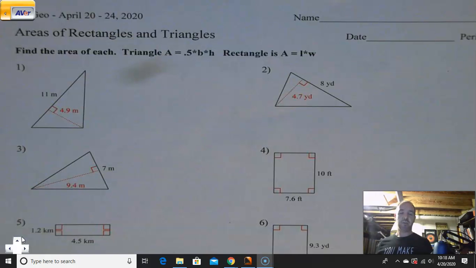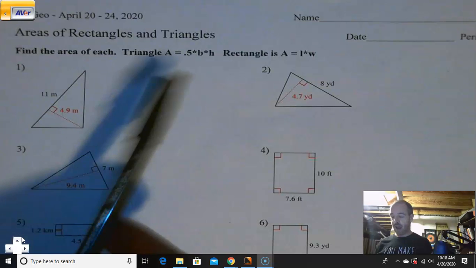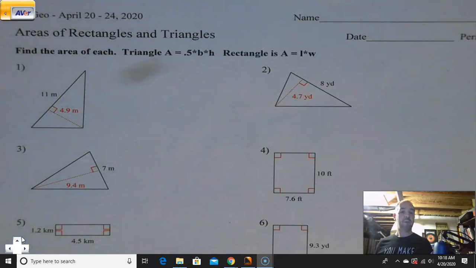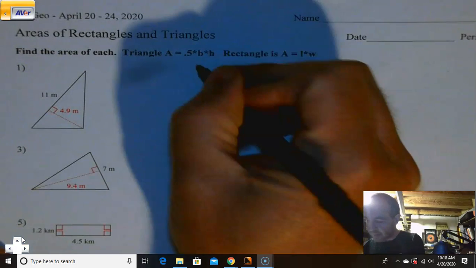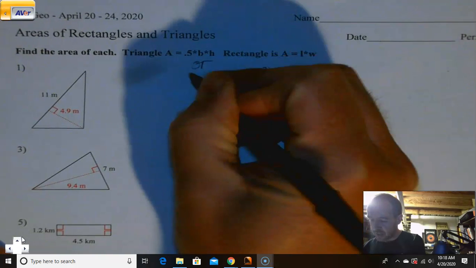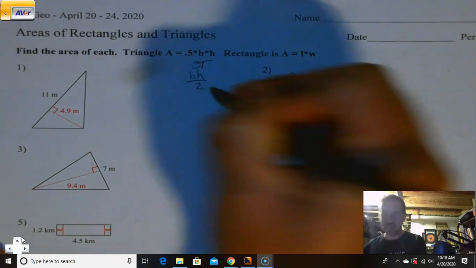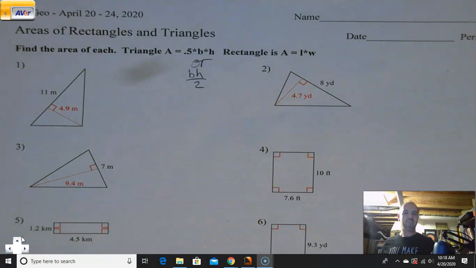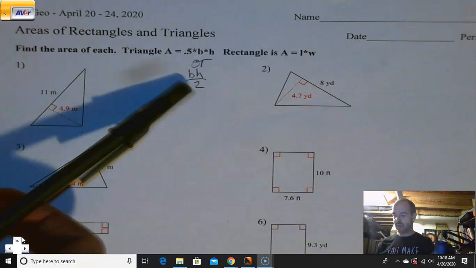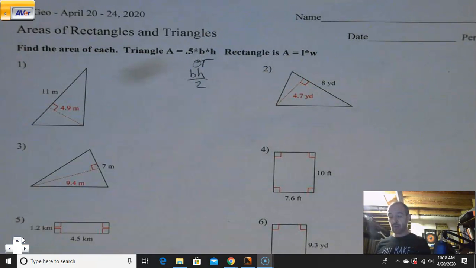Area of rectangles and triangles. We're going to start easy this week. The area of a triangle is at the top, 0.5 or 1/2 base times height. Sometimes you may see this also written as just base times height divided by 2. Sometimes that's easier than even looking at it with a decimal, so you can play with either. I'm probably going to deal with this one more. And then the area of a rectangle is just length times width.